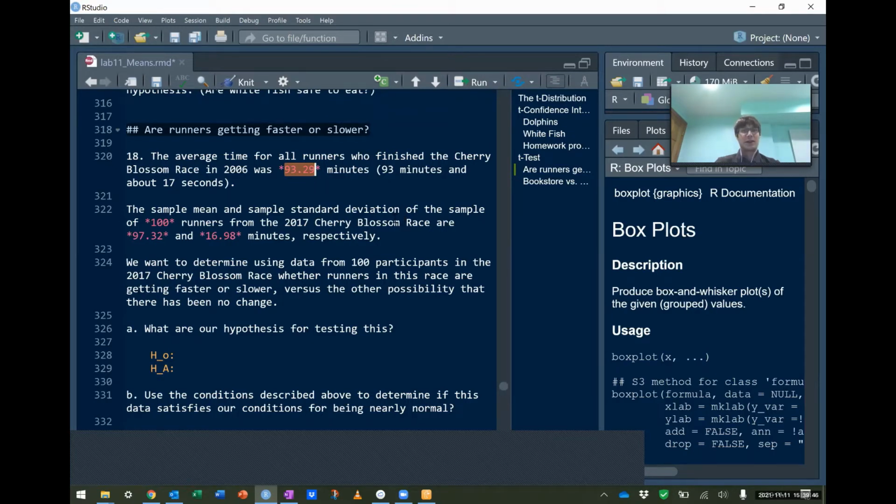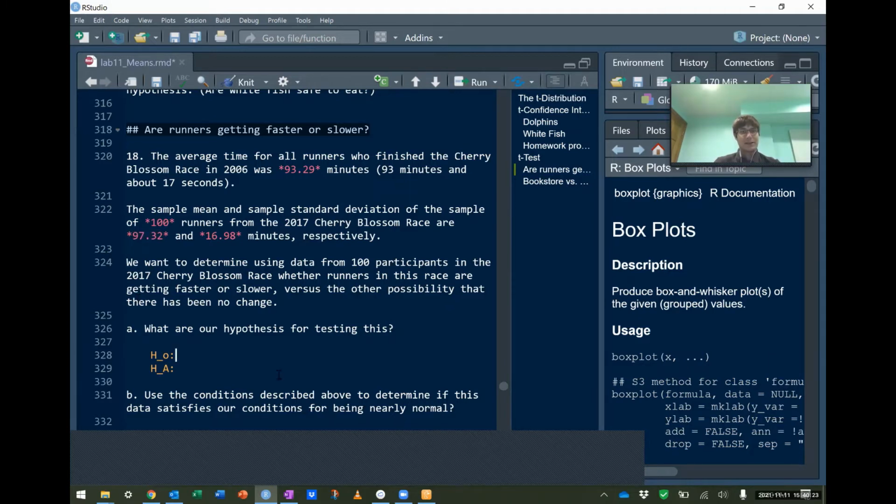Anyhow, if you're a runner, we're curious, is the time getting faster or slower from the previous race? Or sorry, is the next race, 2017, faster or slower? Okay, so it looks like people are getting slower, right? In 2017, the mean time is slower. But is that based off the sample size? Is that due to chance, or is there maybe an indication that something else is happening?